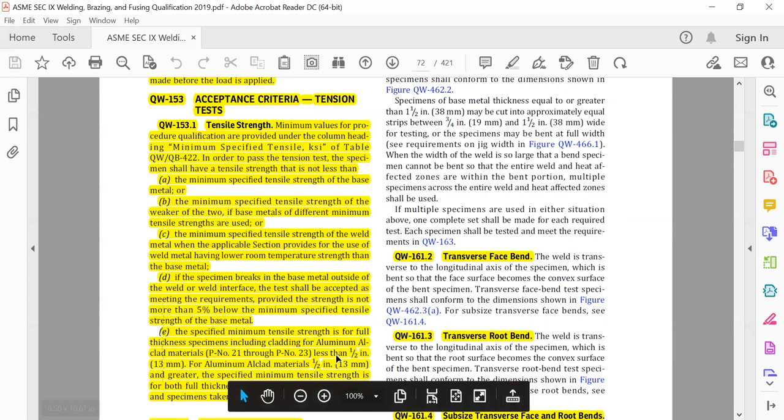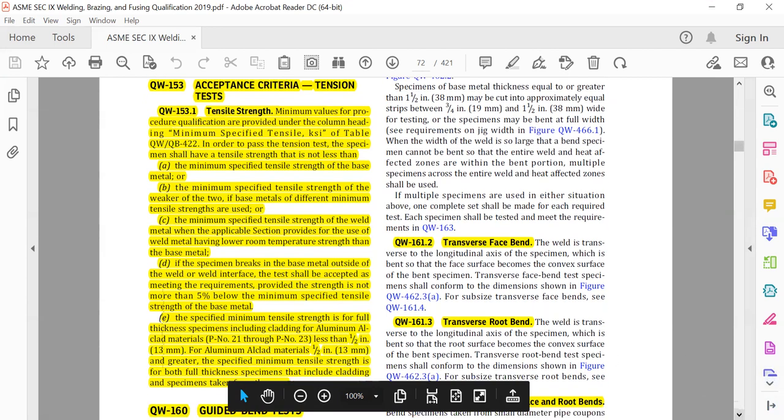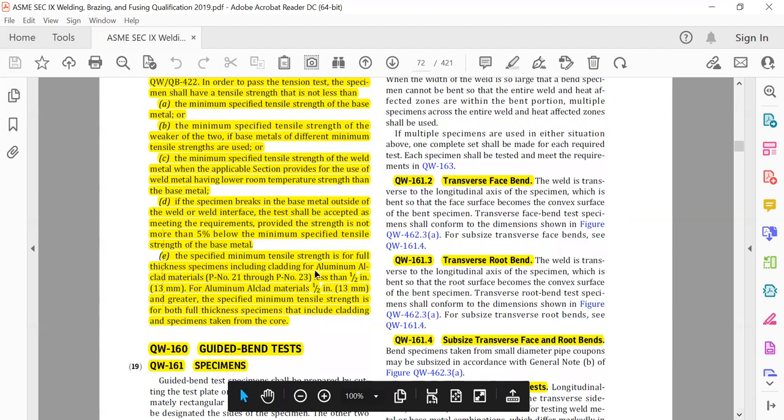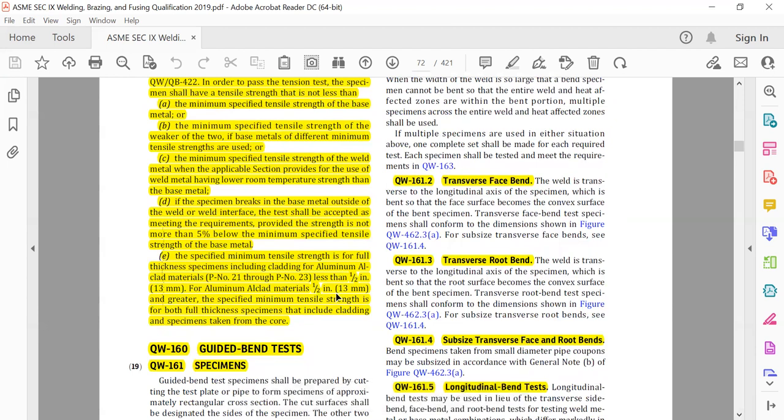The specified minimum tensile strength is for full thickness specimen, including cladding for aluminum, Alclad materials, P number 21 through P number 23, less than half inch. For aluminum clad material half inch, 13 mm and greater, the specified minimum tensile strength is for both full thickness specimen that include cladding and the specimen taken from the core.